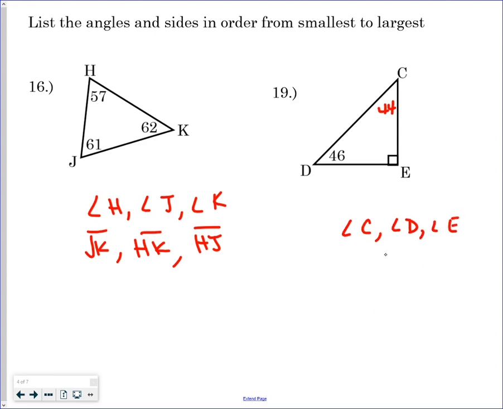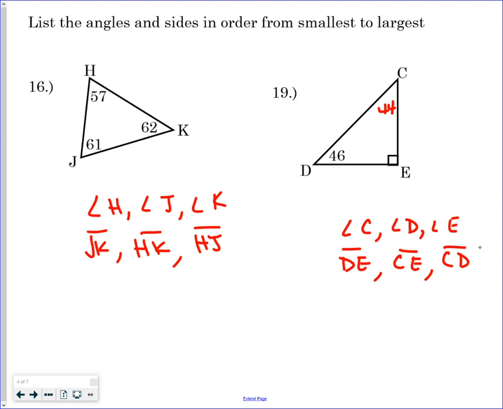What side is across from angle C? DE. What side is across from angle D? CE. And then? CD. Very good. Did I lose anybody on this front page? Anybody confused at all? Okay.